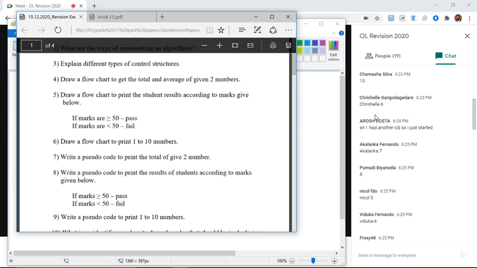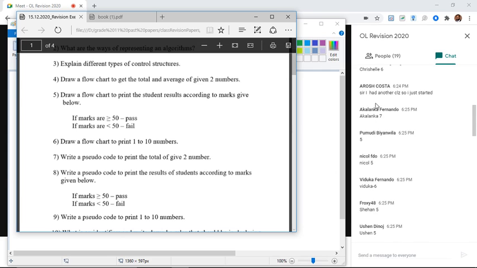Just tell me, what are the inputs? What is the control structure? What will be the output? Start. Input marks. Is marks greater than or equal 50? Yes, display pass, then stop. No, display fail, then stop. Good. Right.